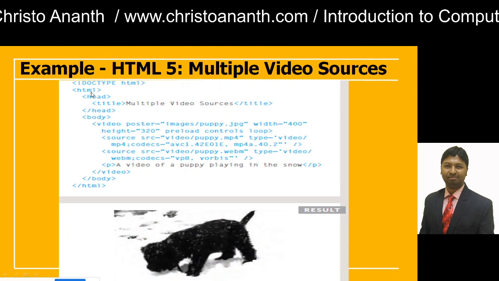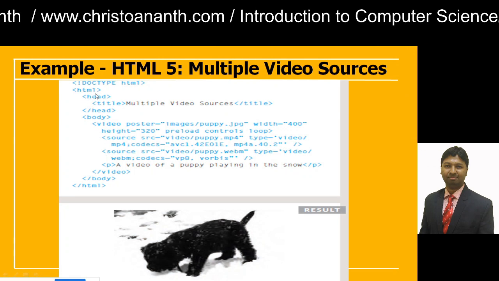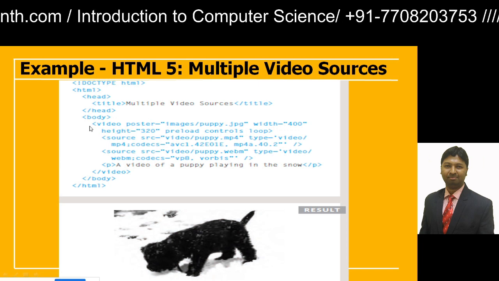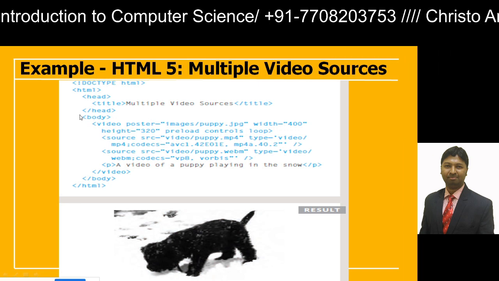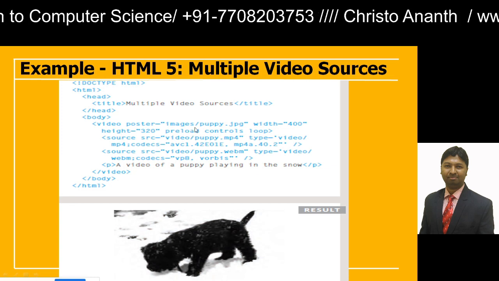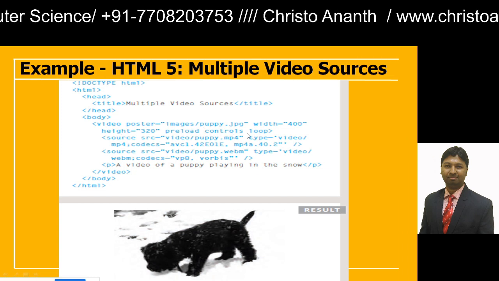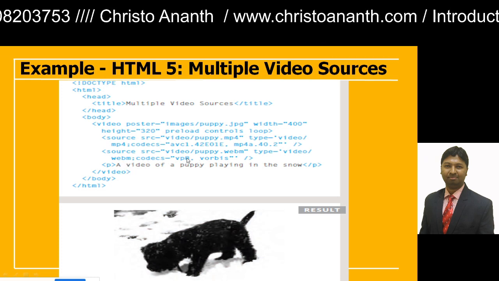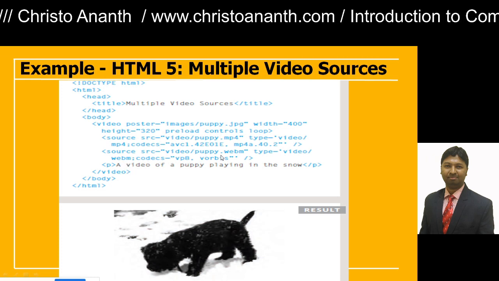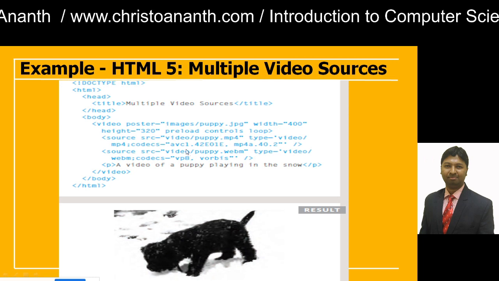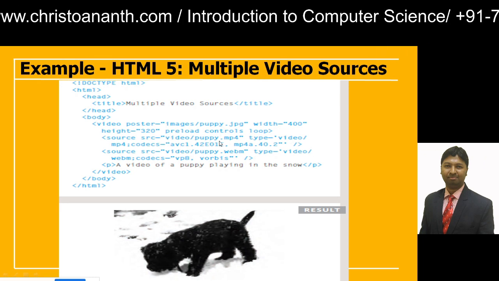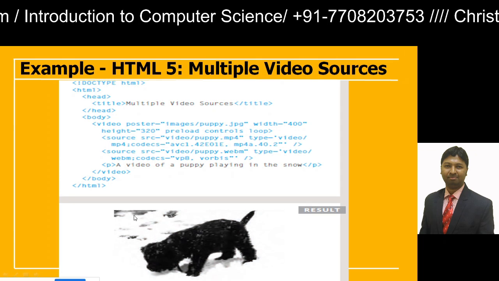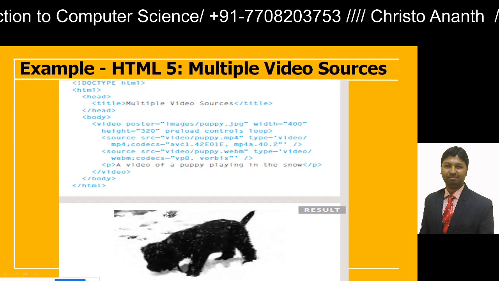So this is an example. You start with the exclamation symbol, doctype HTML, then the head tag. In the title you give multiple video sources. Slash head. You start with the body, video poster images slash puppy.jpg, with the height you are specifying. And source src video slash puppy.webm format. For example, if this video format is not supported, then it will just display an image.